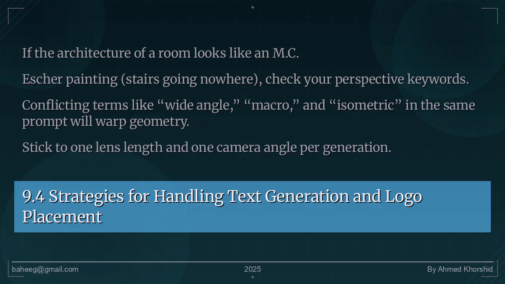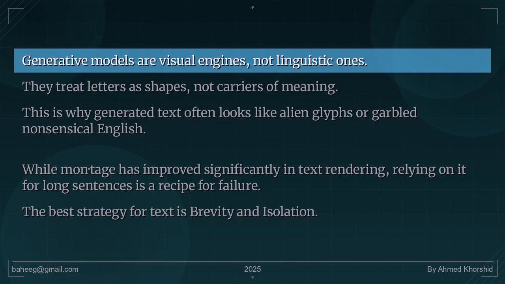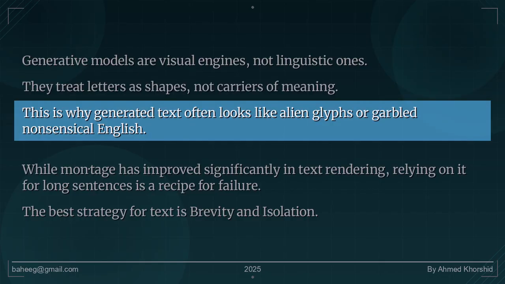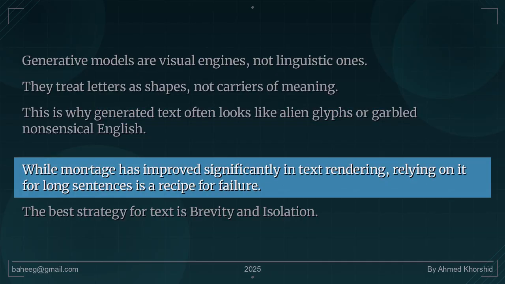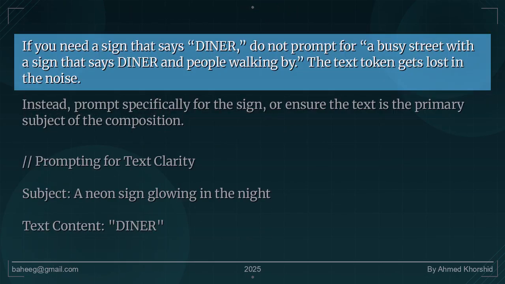9.4 Strategies for handling text generation and logo placement. Generative models are visual engines, not linguistic ones. They treat letters as shapes, not carriers of meaning. This is why generated text often looks like alien glyphs or garbled, nonsensical English. While Midjourney has improved significantly in text rendering, relying on it for long sentences is a recipe for failure. The best strategy for text is brevity and isolation. If you need a sign that says "diner," do not prompt for a busy street with a sign that says "diner" and people walking by.